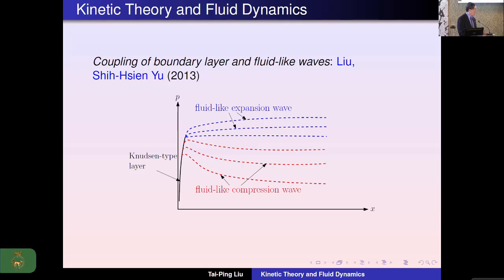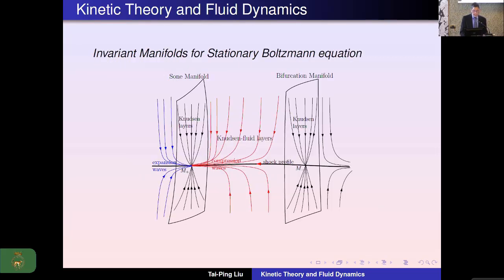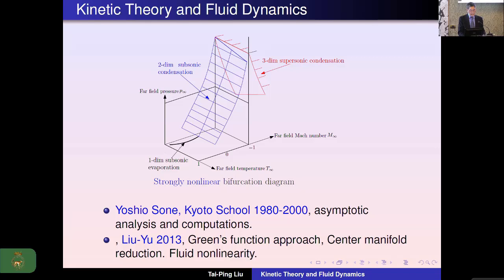So here is the boundary, the free zone, the wall. And then you have a very interesting boundary layer, and then the fluid layer, and the coupling of these. And then we look at the collection of trajectories, and you have an interesting bifurcation phenomenon. This is something that the Kyoto School under Yoshio Sone has spent a lot of effort on, and Shih-Hsien and I have a mathematical analysis of it.